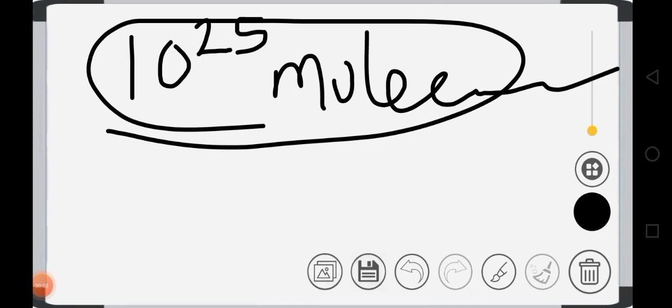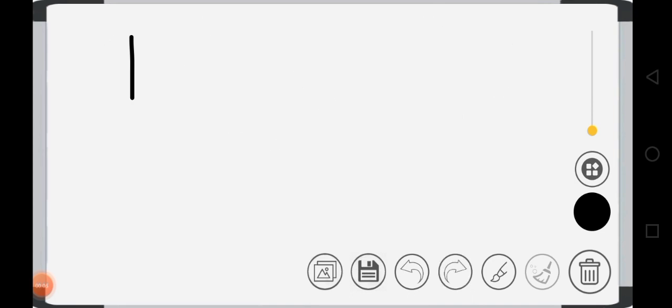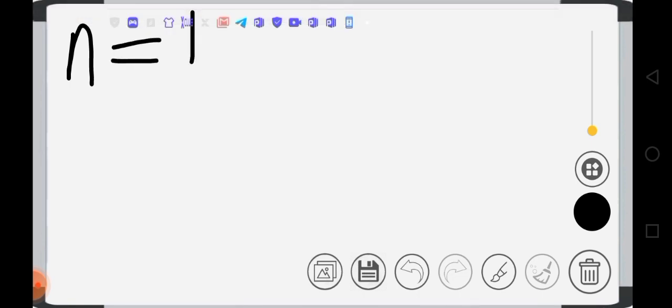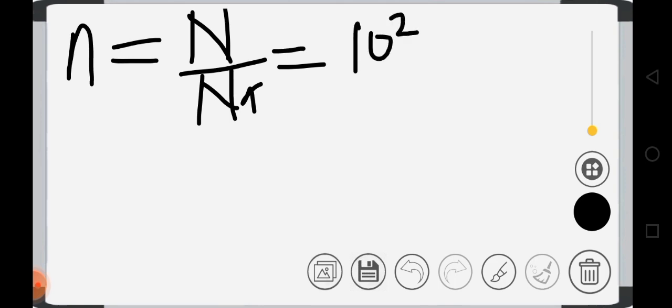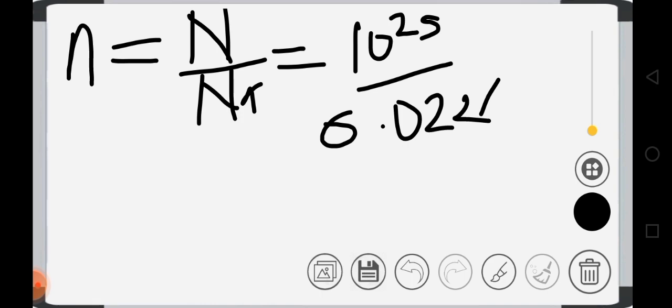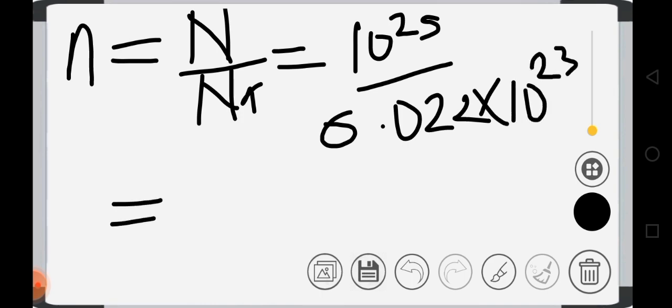All right, let's solve this now to see what we are going to have. Remember I told you the amount of substance in moles is number of particles all over what? Avogadro's number. The number of particles here was 10 raised to the power 25, divided by Avogadro's number, which is 6.022 times 10 raised to the power 23.